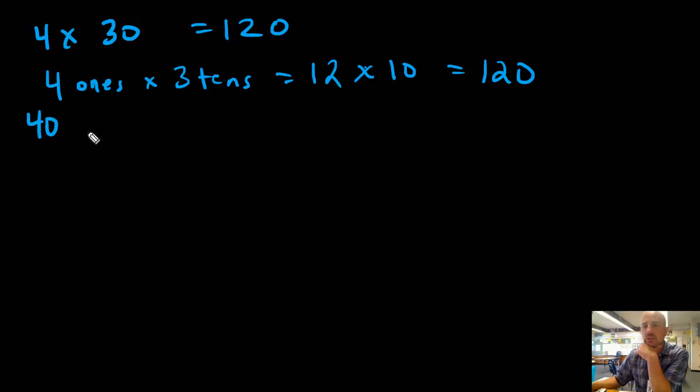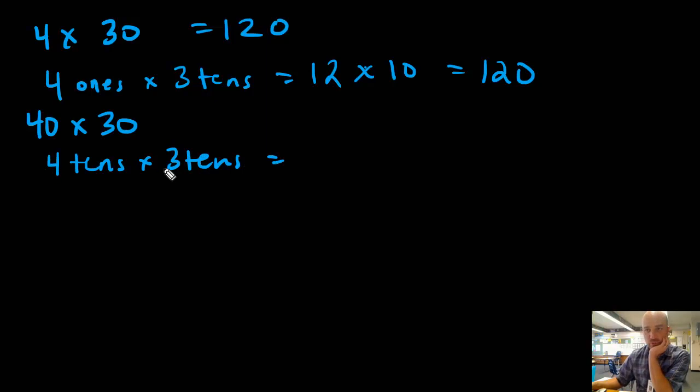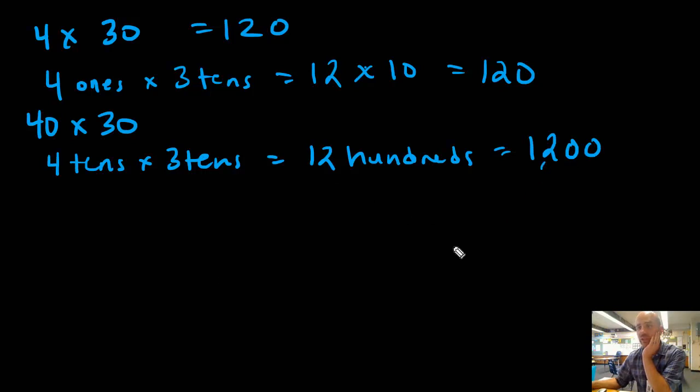If I do 40 times 30 and do the same thing, instead of 4 ones, I can say I have 4 tens. And I'm multiplying that by 3 tens, and I'm going to get 12, and what am I going to have? I'm going to have 12 whats? Well, I have tens times tens now. I have 10 times 10, and 10 times 10 is 100, so I'm going to have 12 hundreds, right? And 12 hundreds, that's 1200.